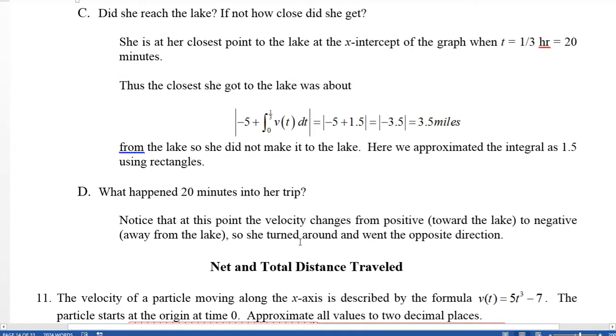Alright, here's another example. We have the velocity of a particle moving along the x-axis described by the formula v of t equals 5t cubed minus 7. The particle starts at the origin at time 0, and we're going to approximate some values here. So we can use numerical integration if all we need is decimal values.